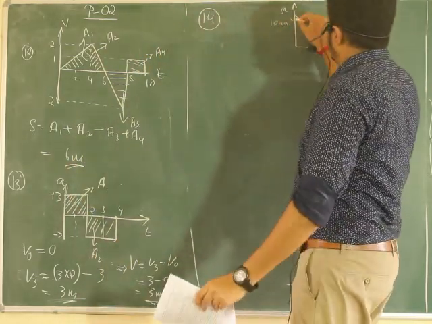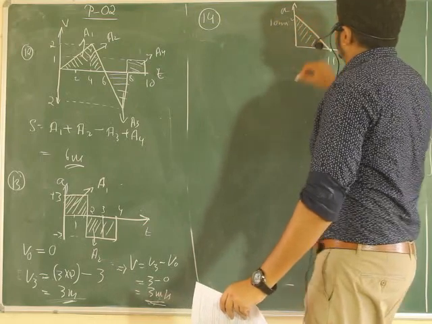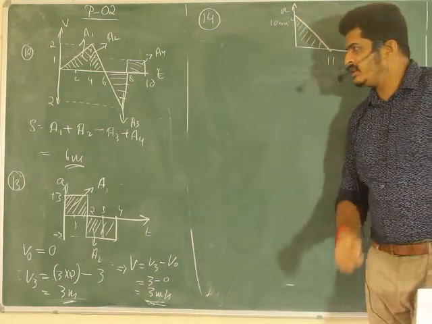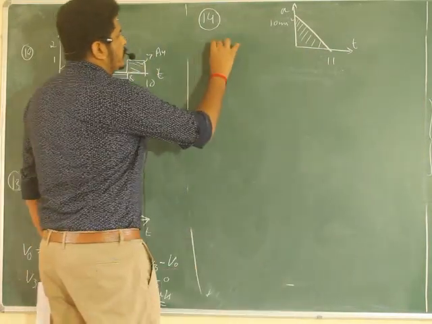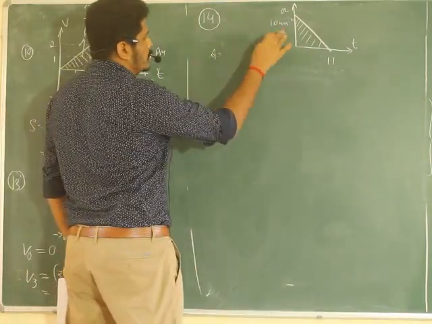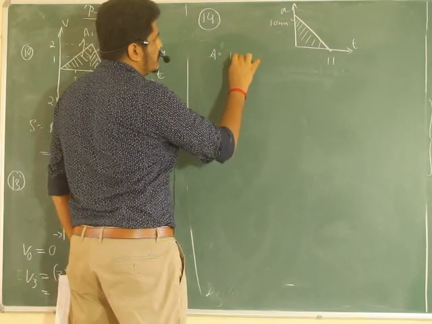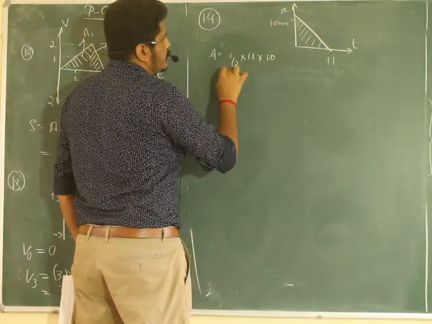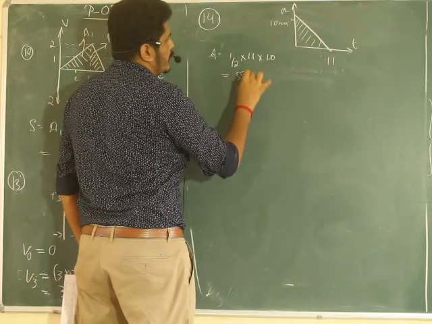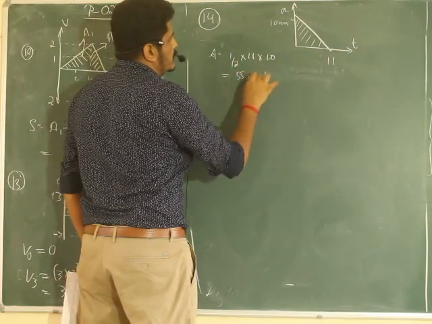That means area under the AT graph. Area under the AT graph gives you what? Velocity, right? So area will be equal to what? Equal to half into base into height. So this is 55 meter per second.